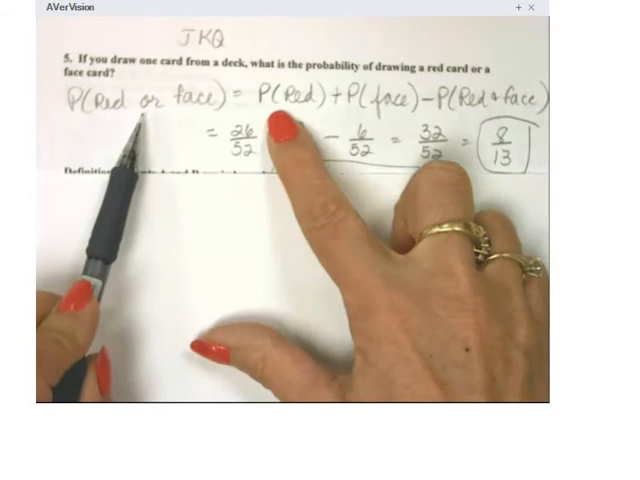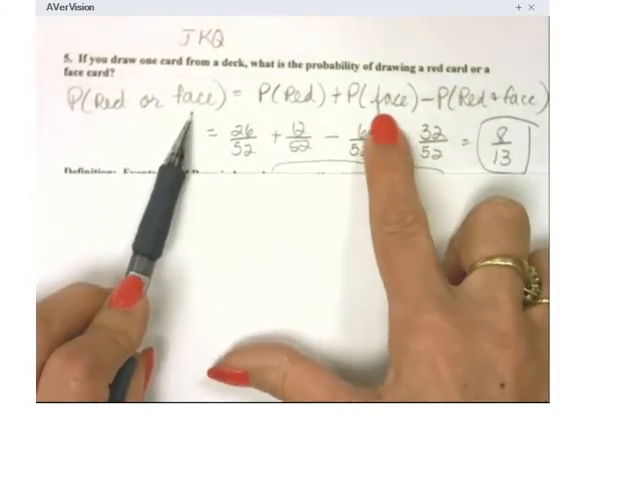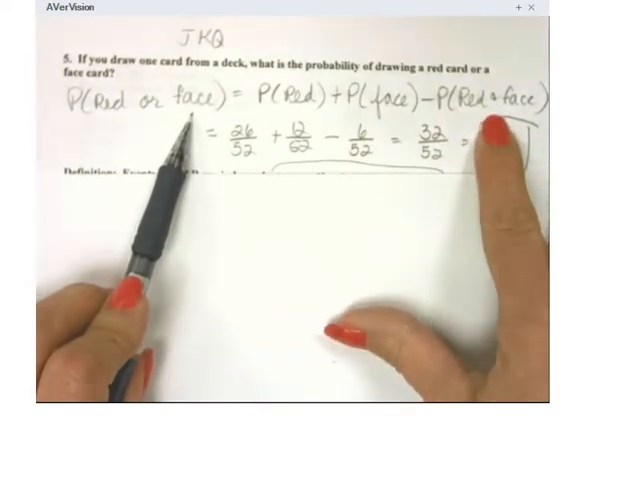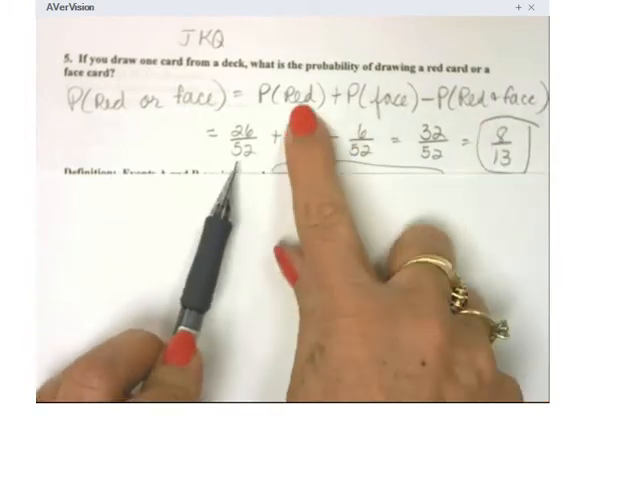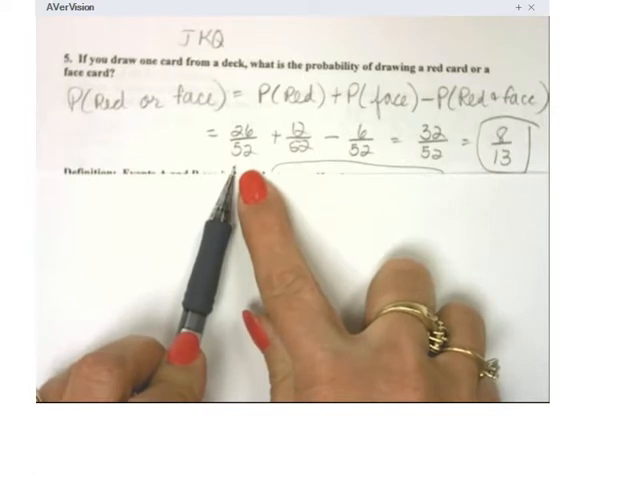So I know I'll have to find the probability of red plus the probability of a face card, but I always have to watch out for overlap, where I've double counted some cards or some probability. I know that half of the cards are red, but I'll put it out of 52, so there are 26 cards out of 52 that are red.